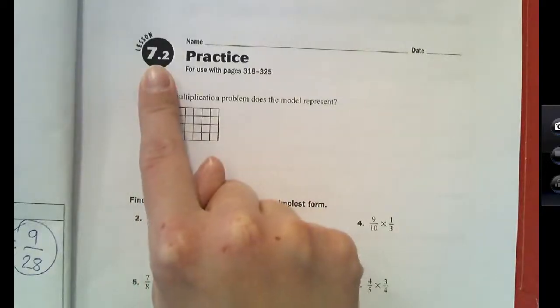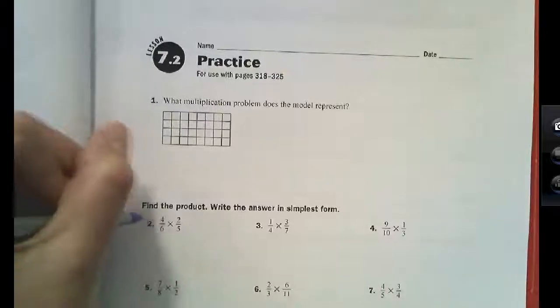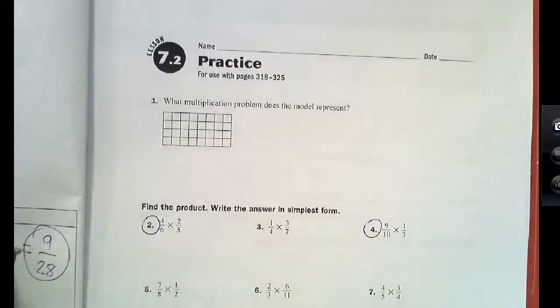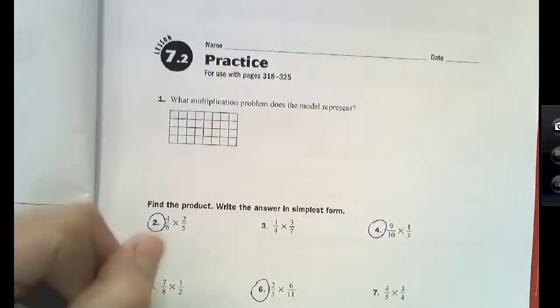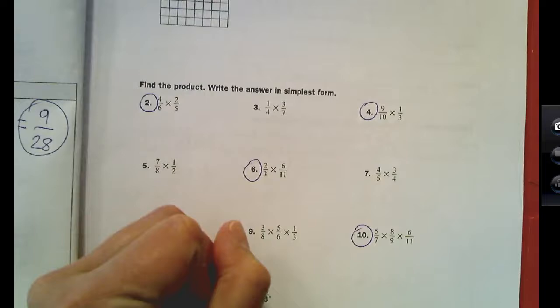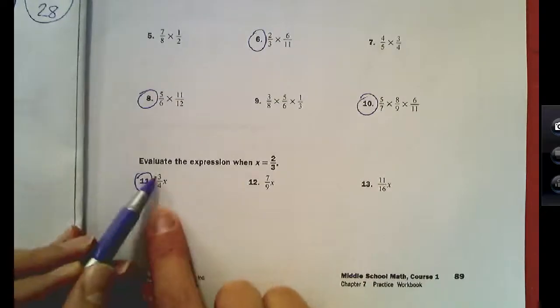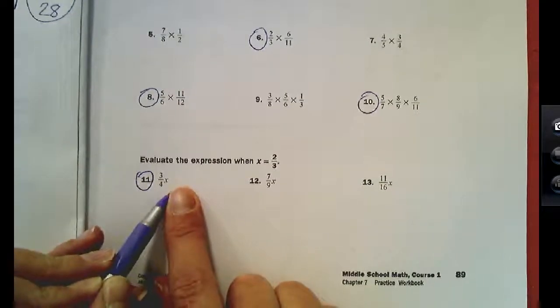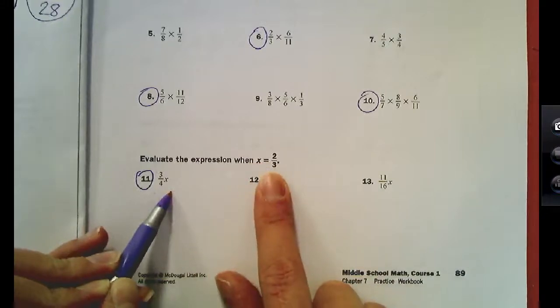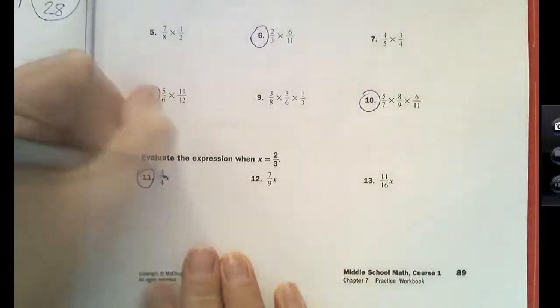On the 7-2 worksheet, you guys should see 7-2 in the upper corner. I want you to go ahead and do numbers 2, 4, 6, 8, and 10. And you're going to do number 11, but I'm going to give you the setup for number 11. So 11 says 3/4 x. What does the problem say x is equal to? 2/3, right?